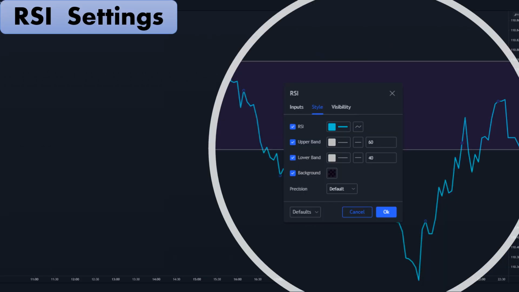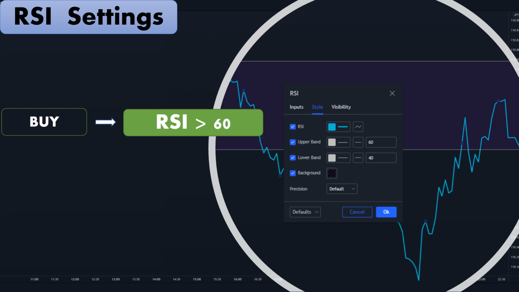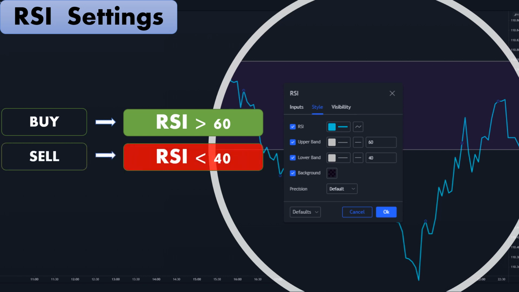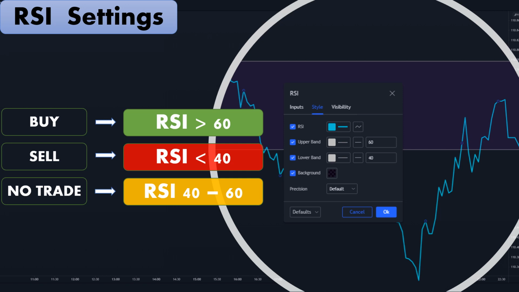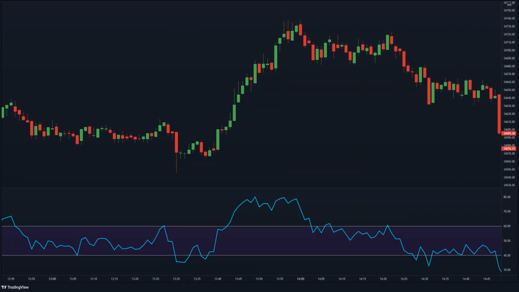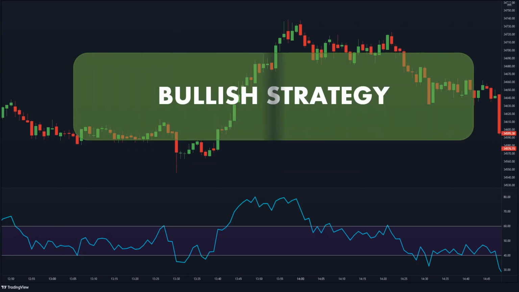We will maintain the RSI setting to be 40 and 60. Anything above 60 RSI levels, we will treat this to be a buying opportunity. Anything below 40 RSI levels, we will treat this to be a selling opportunity. Anything between 40 and 60 RSI levels is a no trading zone. First, we will see the bullish strategy for buying opportunities and go through few examples as well.